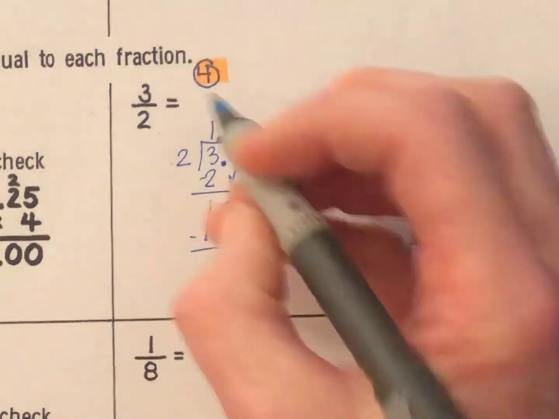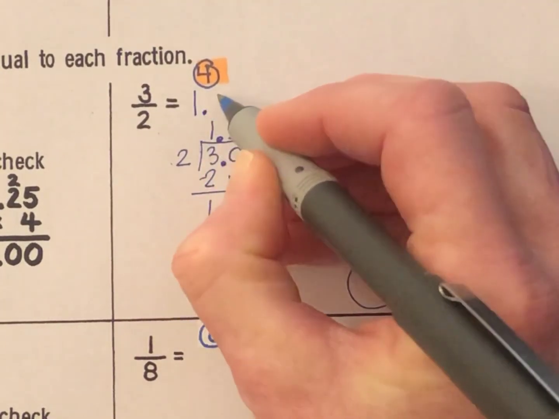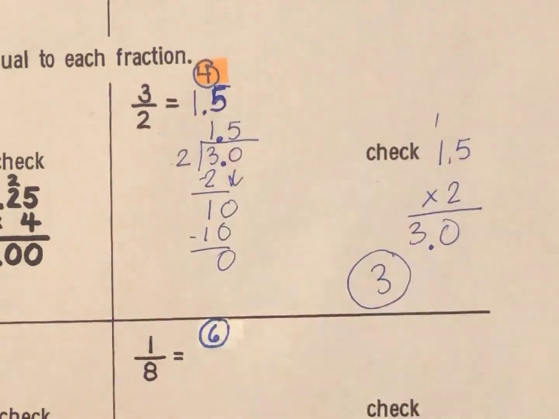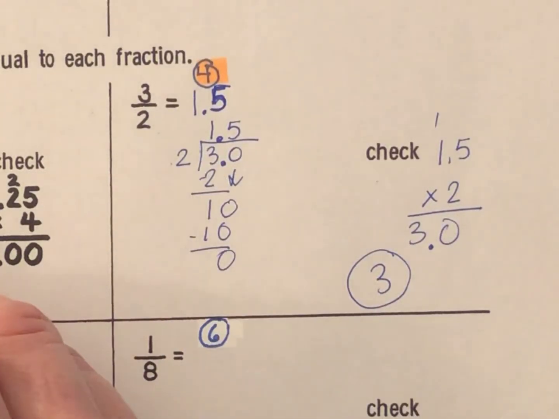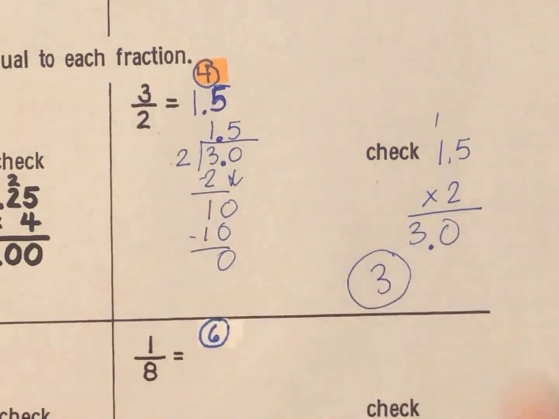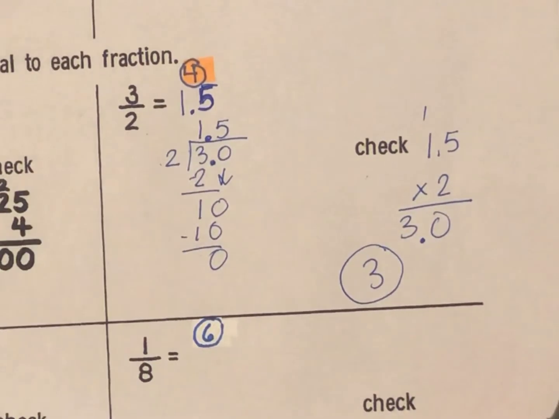3 divided by 2 equals 1 and 5/10. There. Got my answer. See how they put their answer here? I put my answer here. I want you to do that because it's got an equal sign. That's what they want you to do. So now let's go on to page 6.